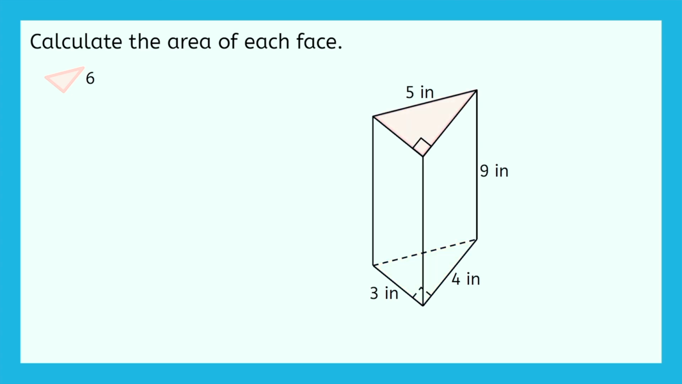What is this base's area? Yeah, since the bases in a prism are the same, they'll always have the same area as each other. So let me jot that down along the side. Okay, now what do we need to calculate? We still need to calculate the areas of the 3 rectangular faces. I think you're ready to take it from here, though. Find the areas of the rectangular faces on your own.